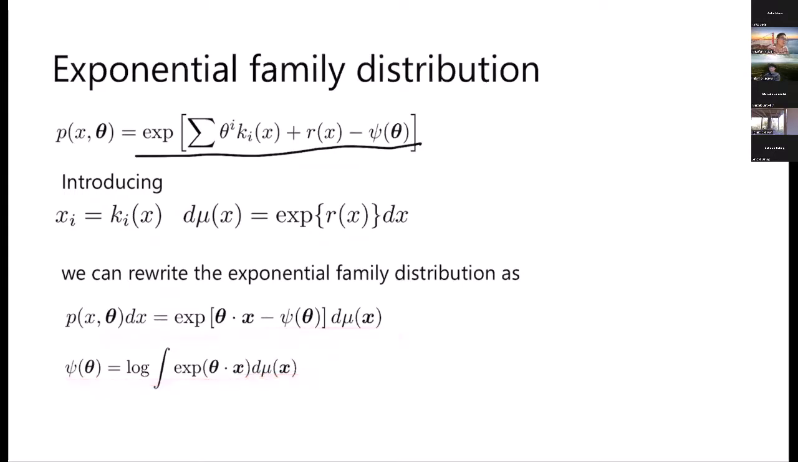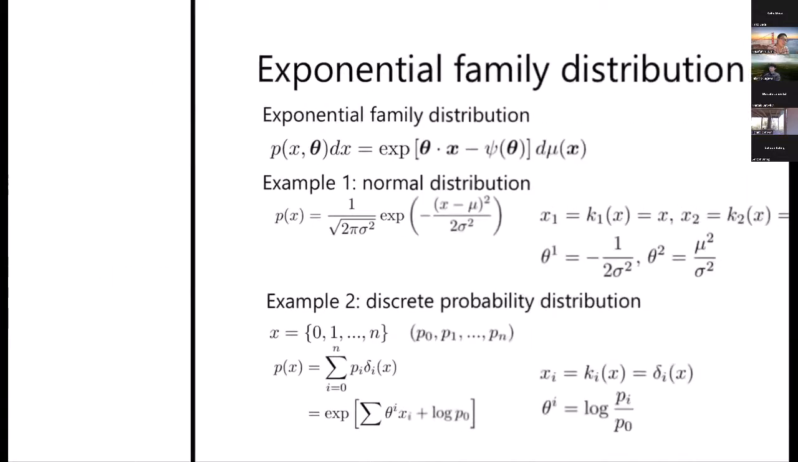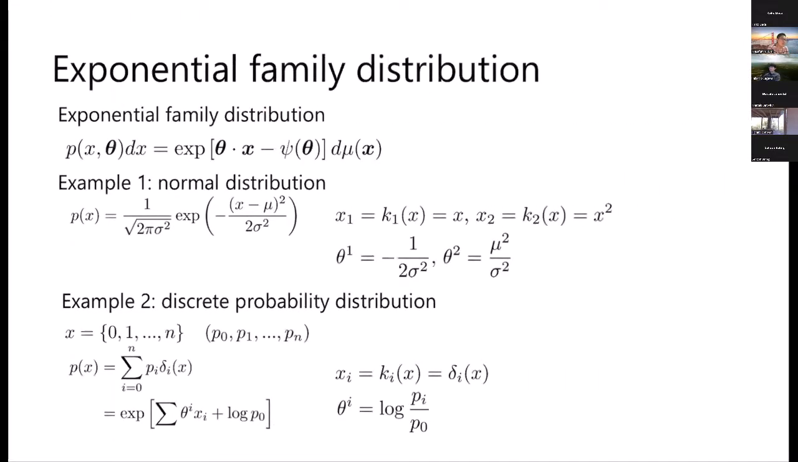This is some standard form of exponential family distribution. Here theta is a parameter and x is a random variable. An example of an exponential family distribution is, first, the normal distribution. Here you can see that x1 is x, x2 is x squared, theta1 is there, theta2 is there, something like that. And the second important example is the discrete probability distribution.